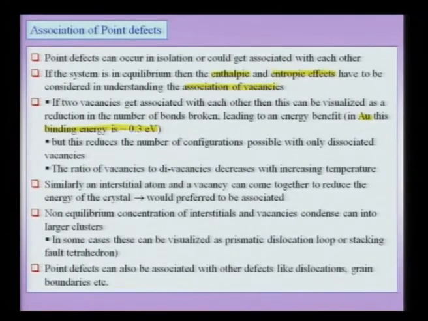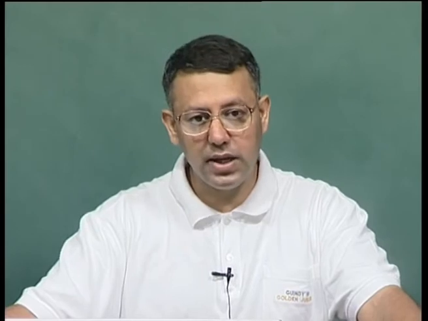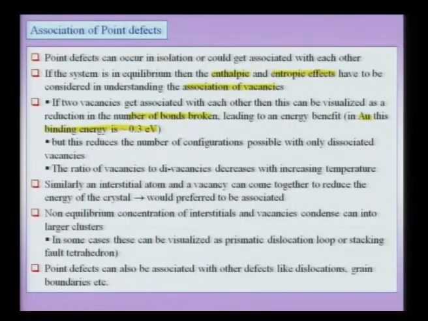The reason vacancies get associated is that they give you a certain energetic benefit, and the way to nicely visualize that is, for instance, suppose I am talking about two isolated vacancies, there are a number of bonds which are broken, and if these two vacancies can get associated with each other, then the number of bonds broken would be reduced. So, this is an easy, nice way of visualizing why a divacancy should form, and this energy benefit, as I told you, is called the binding energy.